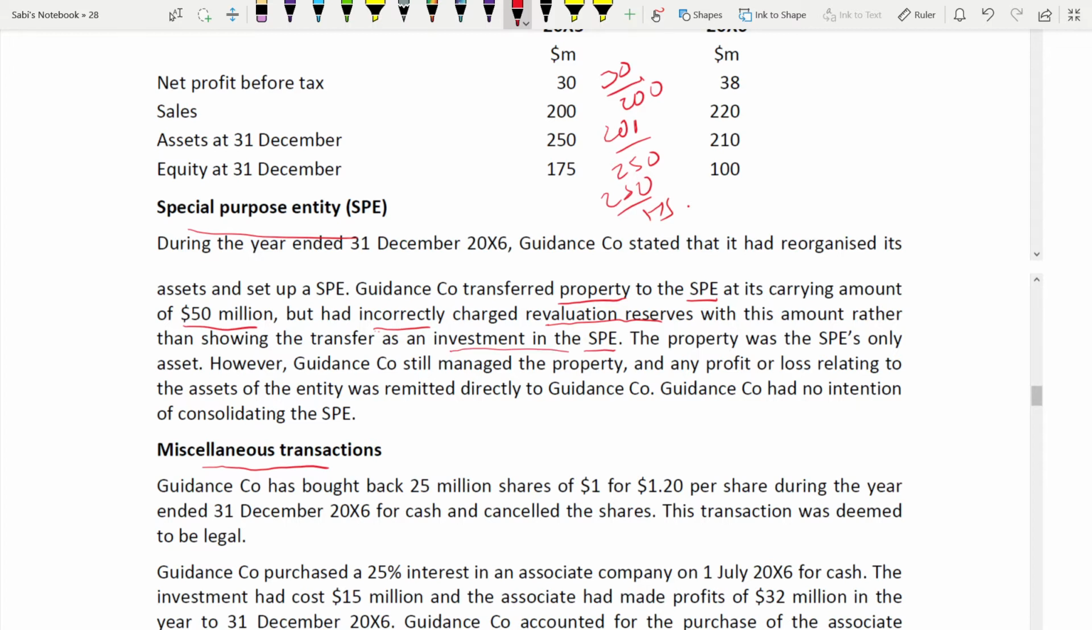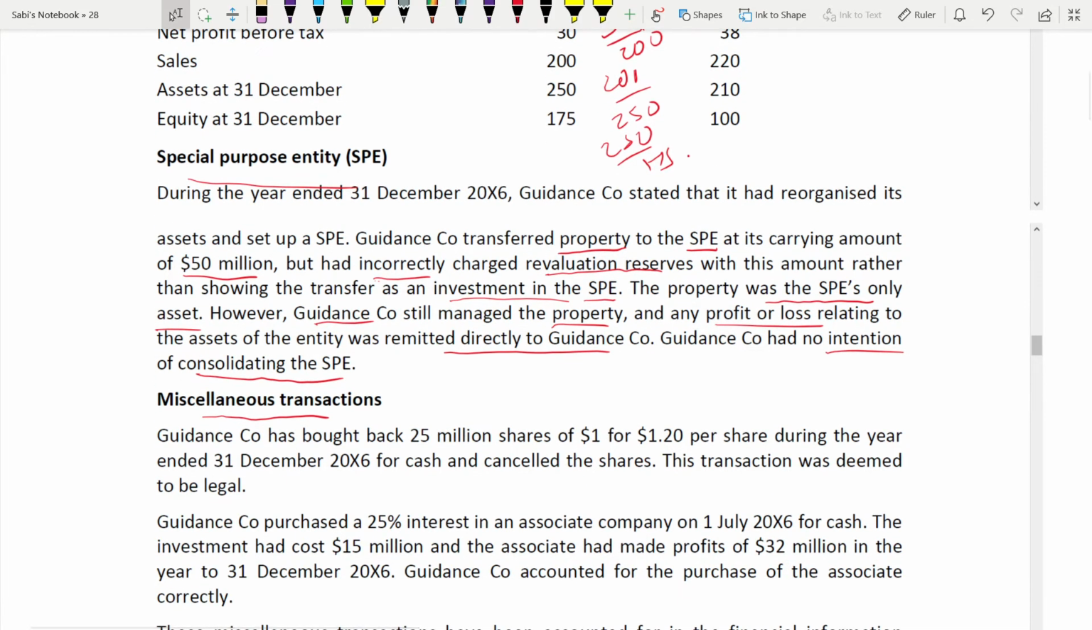The property was the SPE's only asset. However, Guidance still managed the property, and any profit or loss relating to the assets of the entity was remitted directly to Guidance, and Guidance had no intention of consolidating the SPE. So first let us answer this part before we go to the next.